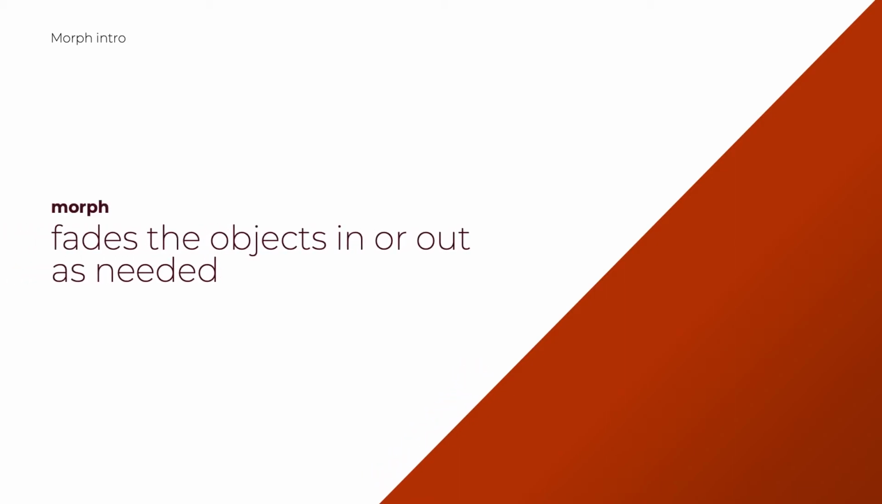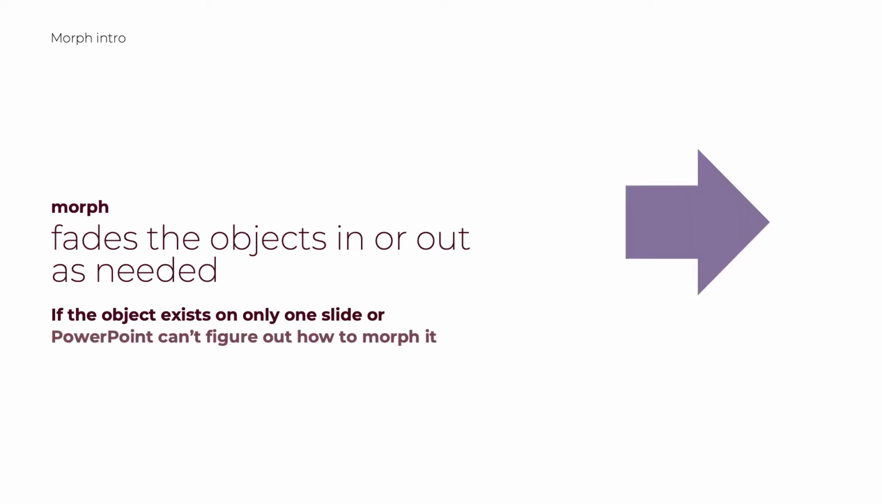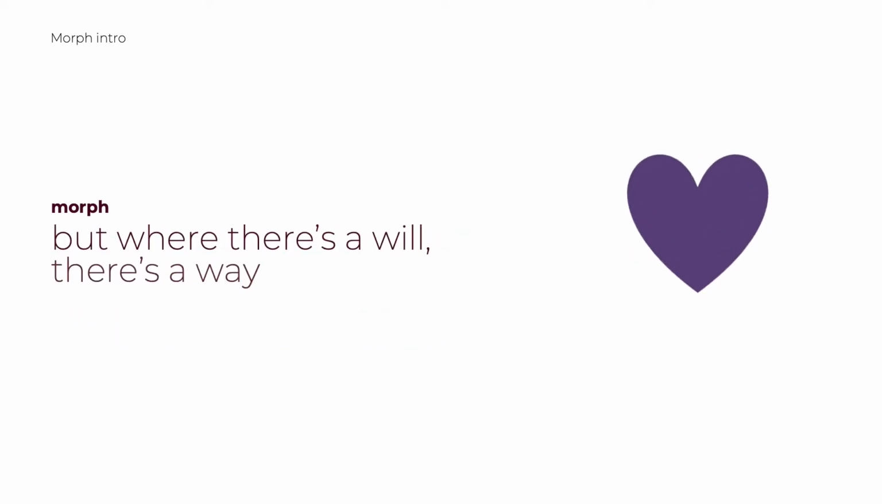Morph will fade the objects in or out as needed. So if all of a sudden the object's no longer on the slide, then it fades it out. Or if PowerPoint doesn't know what to do to transition them from one to another, like there, the heart became an arrow and it didn't know what it wanted to do, so it just faded them in and out. Sometimes PowerPoint's stupid, but where there's a will, there's a way.